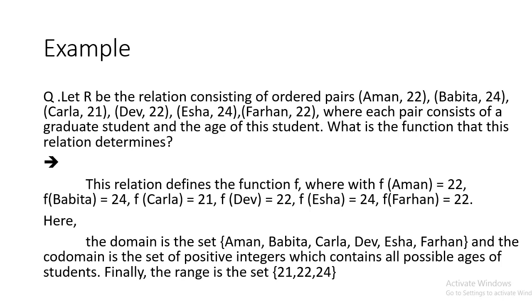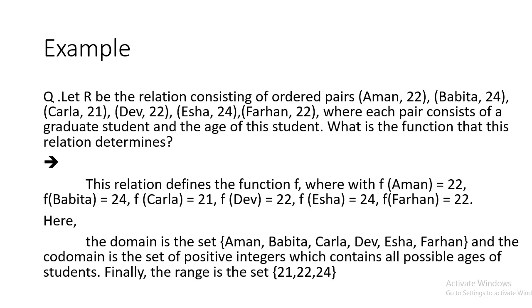Here this relation defines the function f with f of Aman equal to 22. The ordered pair Aman 22 in the question we can represent using the function f like f of Aman is equal to 22. F of Babita is equal to 24. F of Carla is equal to 21. F of Dev is equal to 22. F of Isha is equal to 24. F of Farhan is equal to 22.